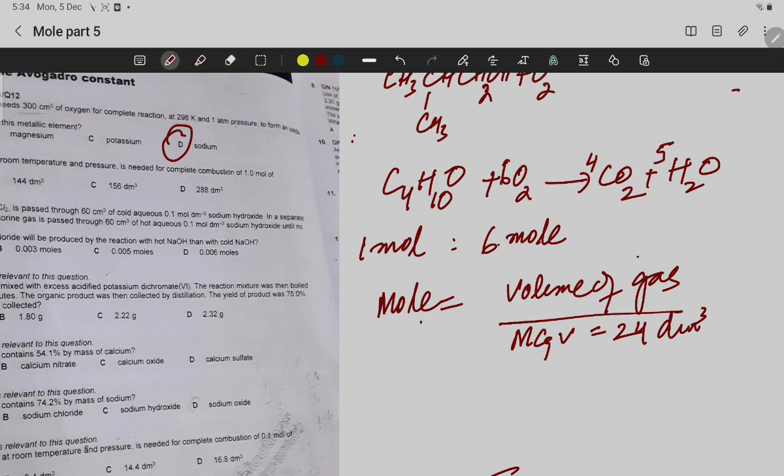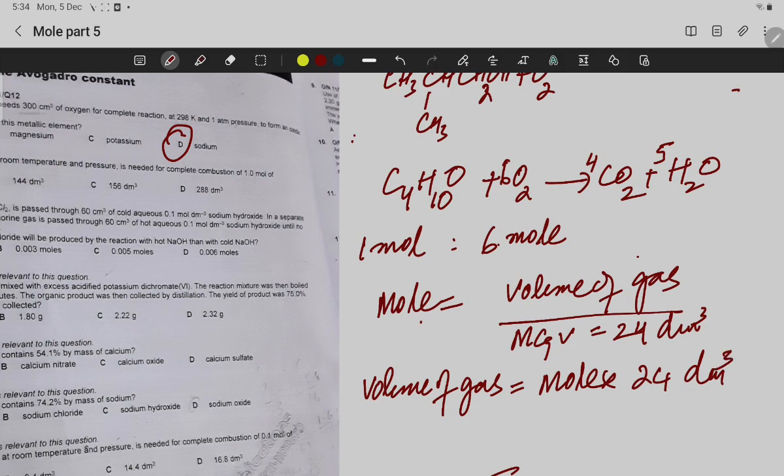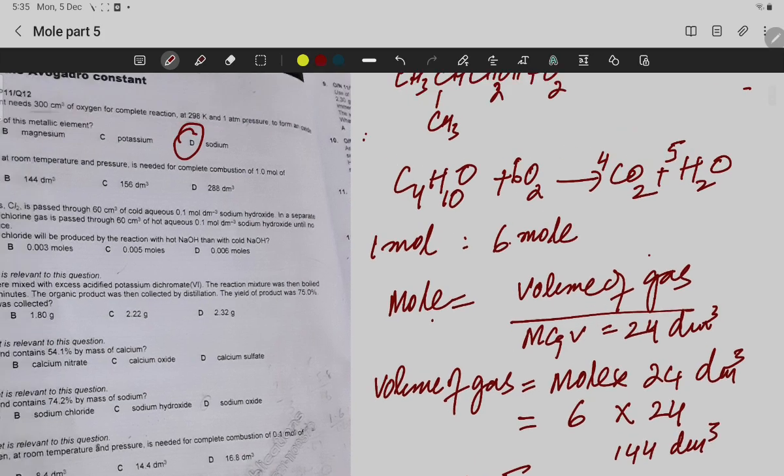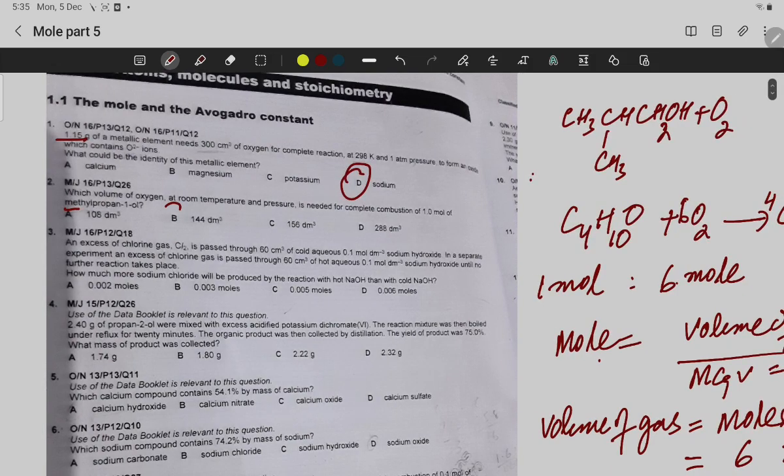So moles is 6, so the volume of gas is moles into 24 decimeter cube, because volume is in dm cube. The moles is 6 into 24. This is equal to 144 decimeter cube. So the volume is 144 decimeter cube. So the answer is B.